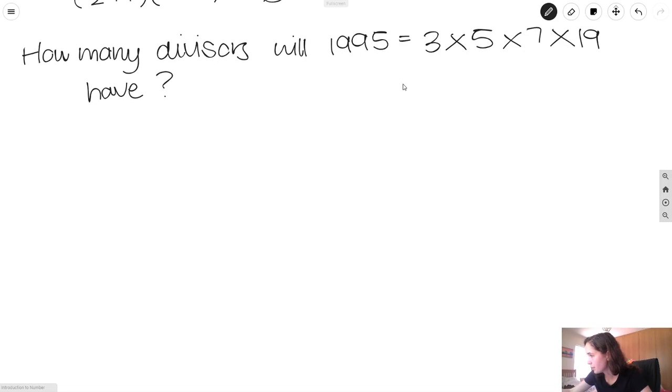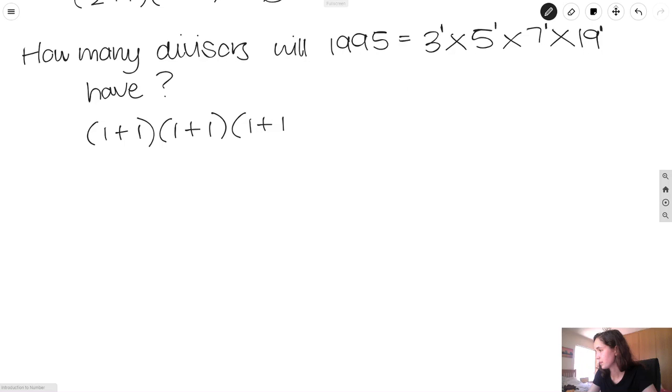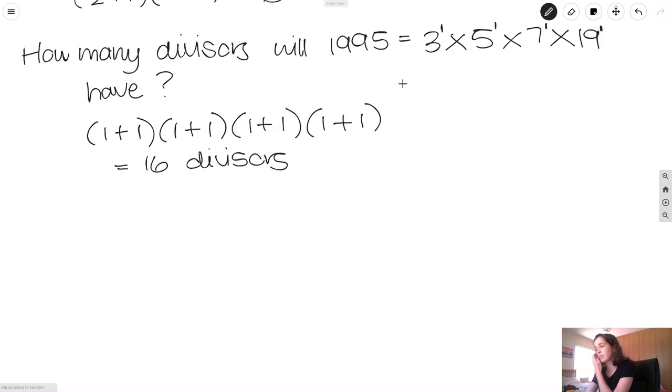So what you'd notice, using the rule again, is 3 to the power of 1, 5 to the power of 1, 7 to the power of 1, 9 to the power of 1. So this will have 1 plus 1, 1 plus 1, 1 plus 1, and 1 plus 1 divisors, which is 16, so it will have 16 divisors.